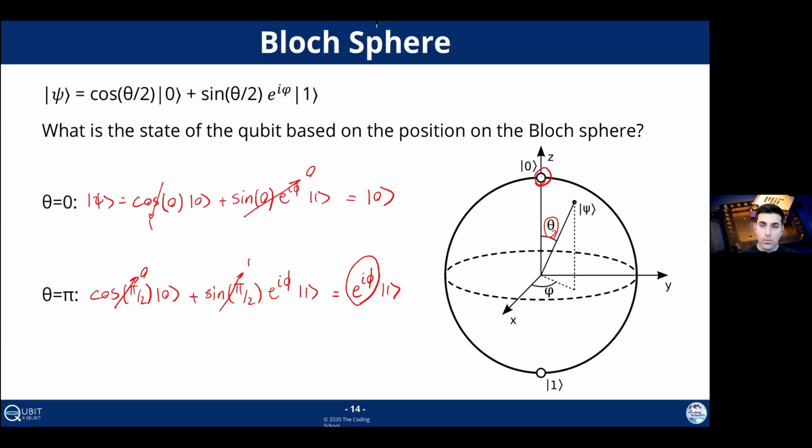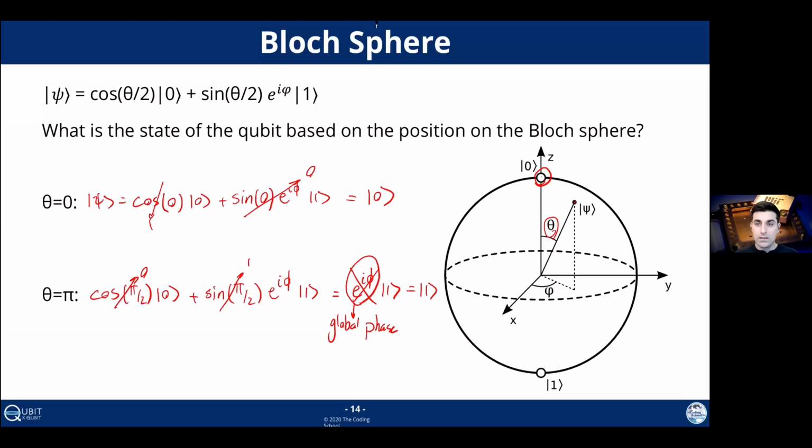Yeah, and again, the overwhelming majority of the answers that I'm getting is yes, because remember, this is a global phase now. There's no zero component to this superposition anymore. So whatever phase is in front of 1 is just global phase, and I can ignore it. So I just end up with the 1 state.